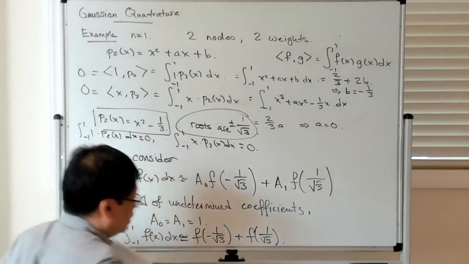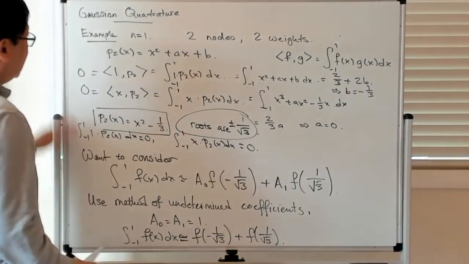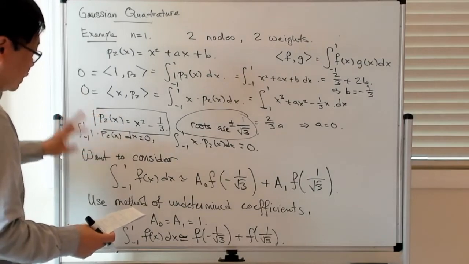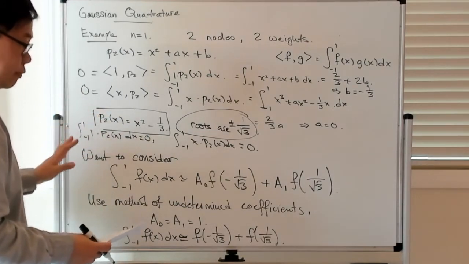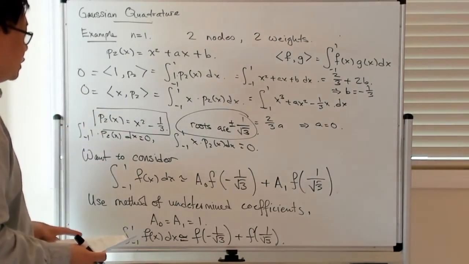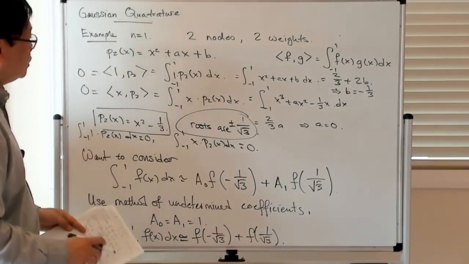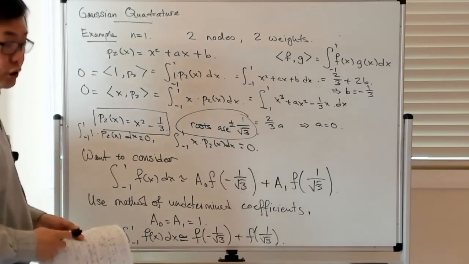Okay. So that's a brief example of this, and I'll stop here. I will prove some additional results about Gaussian quadrature in a little bit, in particular this notion of the degree of precision of the method.